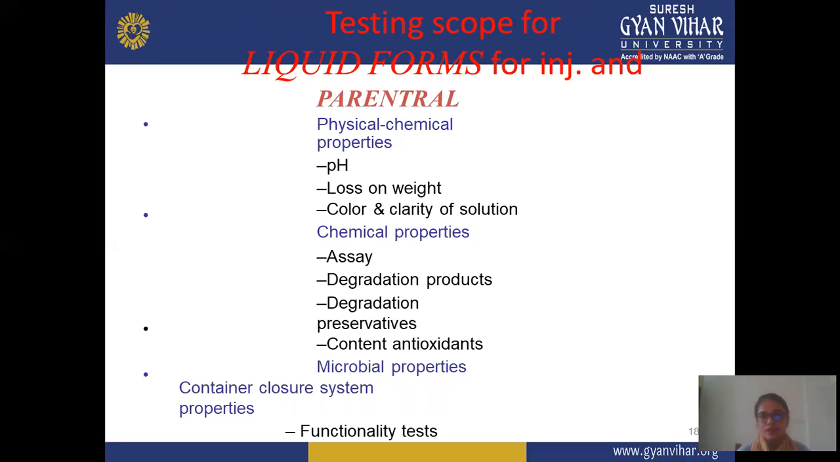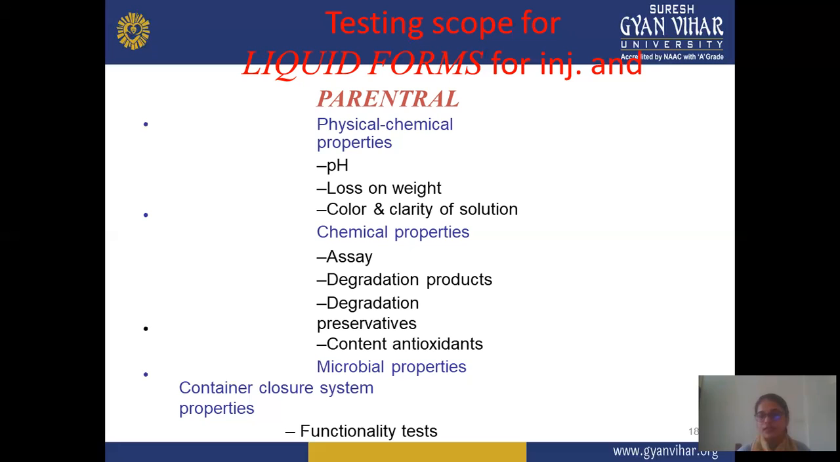In the parenteral physicochemical properties, first is pH; the formulation should have the required pH. If it is not the required pH, then the person may suffer certain problems or it may even lead to death. So you adjust your formulation to the required pH. Then loss on weight: certain formulations show weight changes, or loss of weight is observed due to improper storage conditions or environmental condition changes.